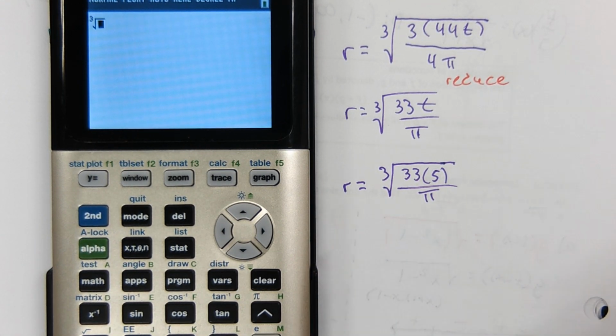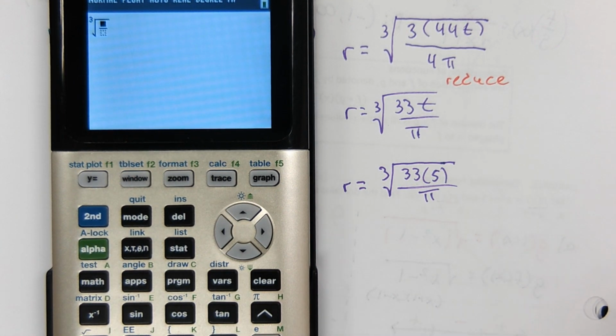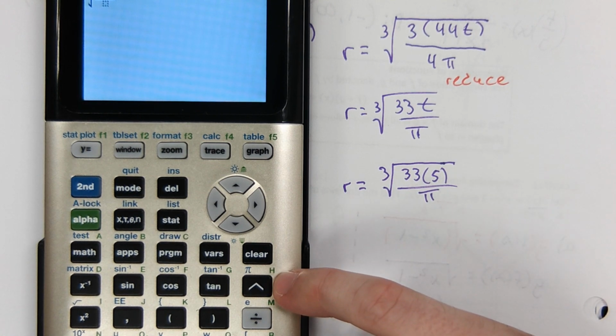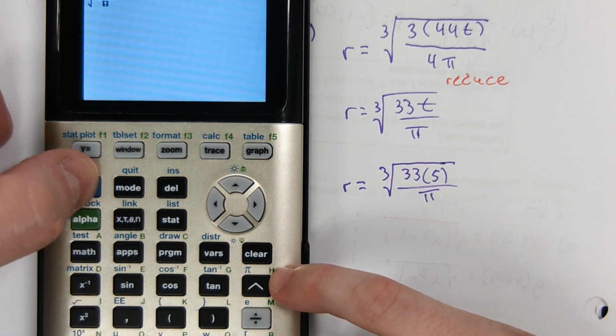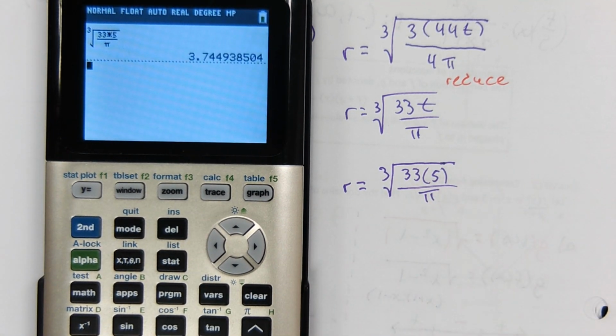I need a stacked fraction, so alpha y equals n over d. And I'm just going to do 33 times 5 over, and I'm going to use the pi button, which is right there, second caret, and then I'll just hit equals. And since this is AP, we will round to 3 decimals, 3.745.